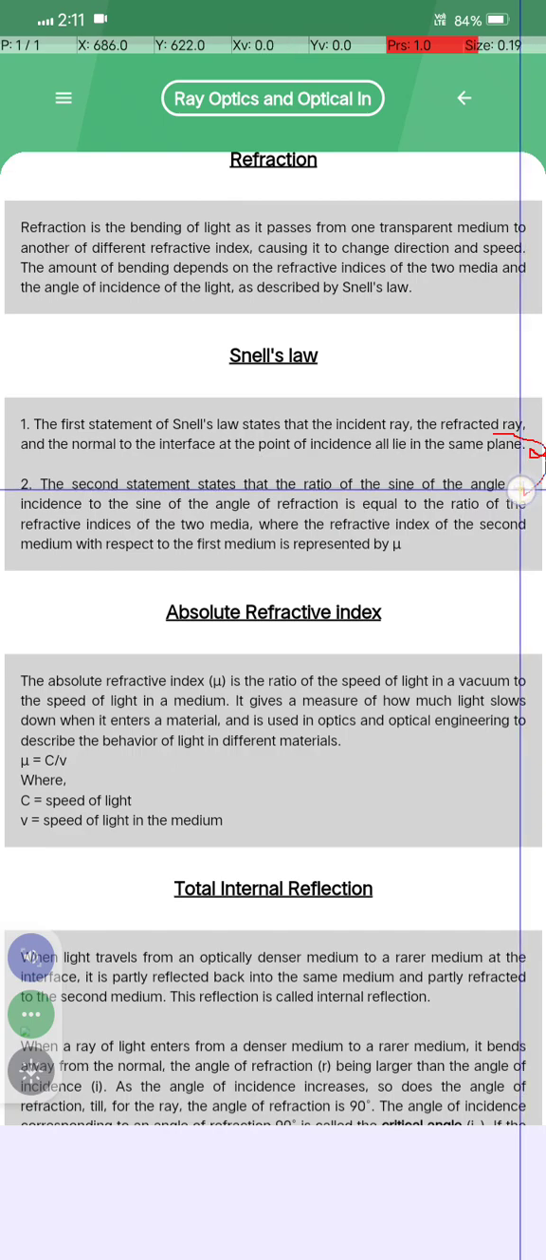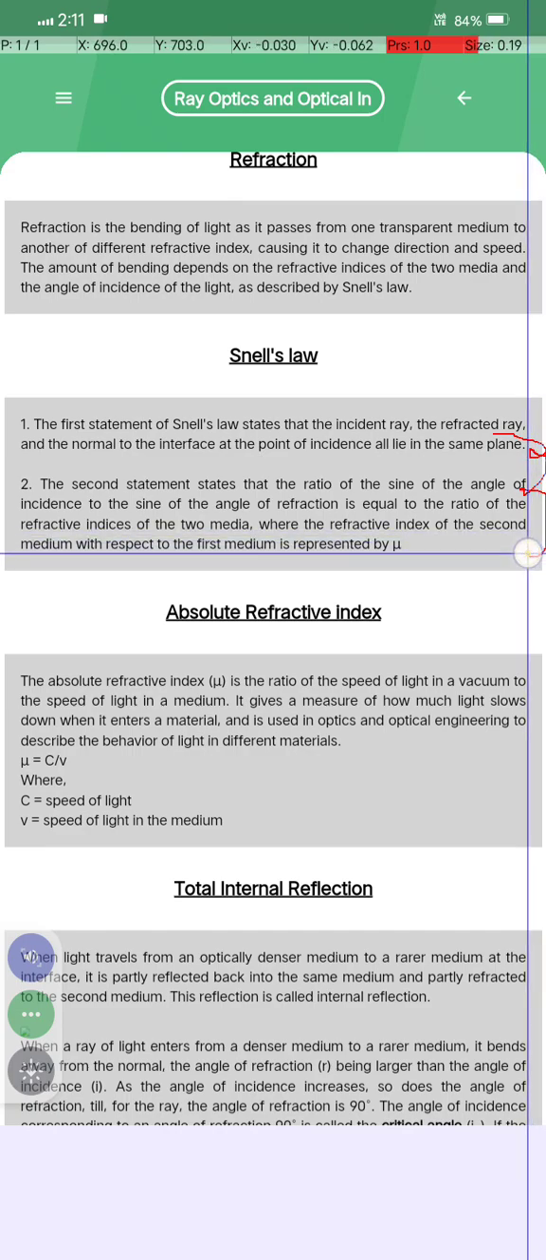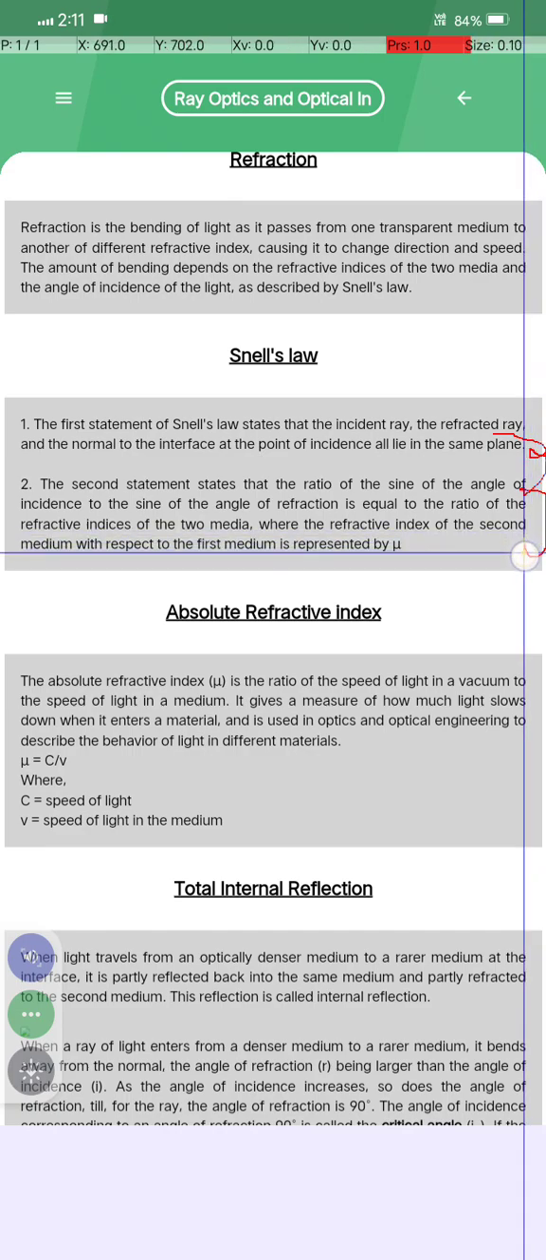The second statement is that the ratio of the sine of the angle of incidence to the sine of the angle of refraction is equal to the ratio of the refractive indices of the two media, where the refractive index of the second medium with respect to the first medium is denoted by mu.